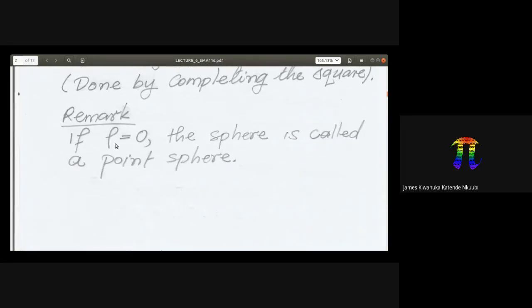So if the radius is 0, we call it a point sphere. So it's just a point. If the radius is 0, then our sphere is just a point.